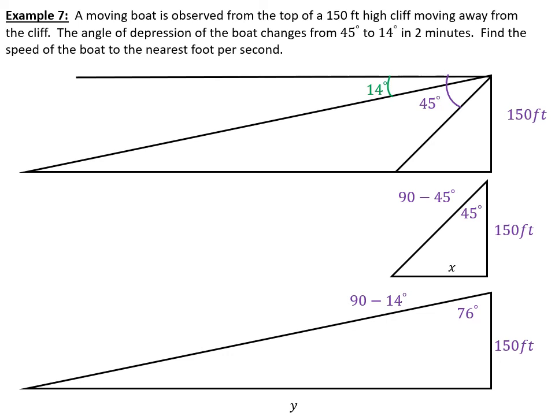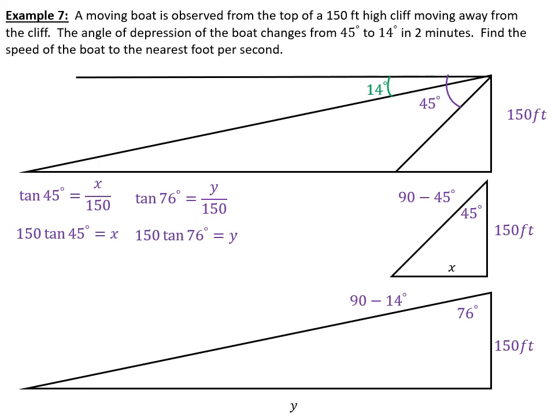So if I'm working with the 45 or the 76 to find that side opposite, that's opposite over adjacent, that's tangent. So tangent of 45 equals x over 150, and tangent of 76 equals y over 150. Well, to get x by itself, we'd multiply by 150 on both sides. Same on tangent of 76 times 150. So x happens to be 150 feet, and y is about 602. I'm rounding to the nearest foot.